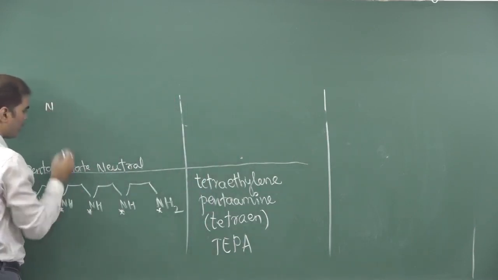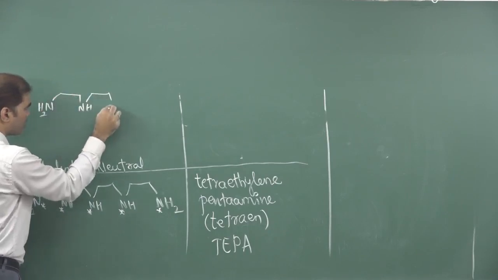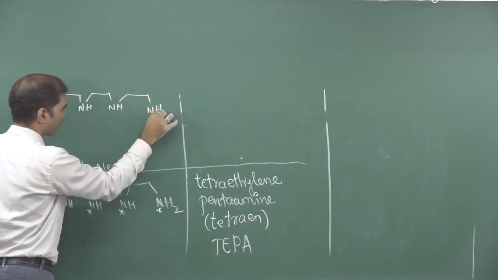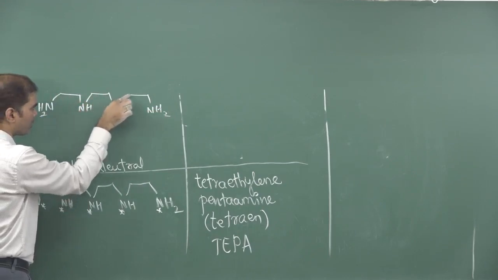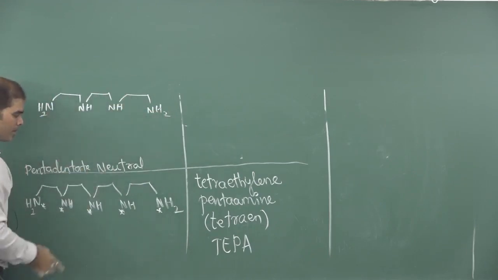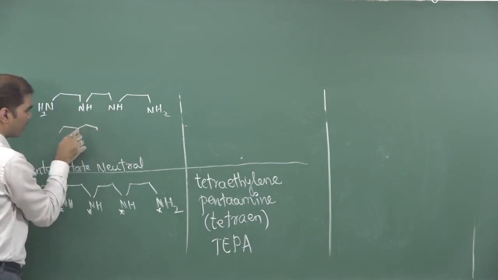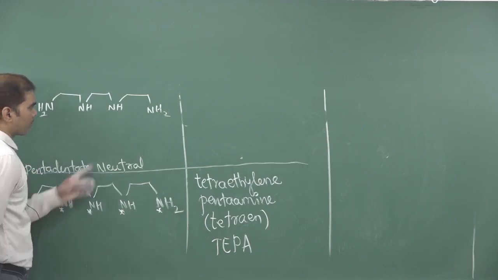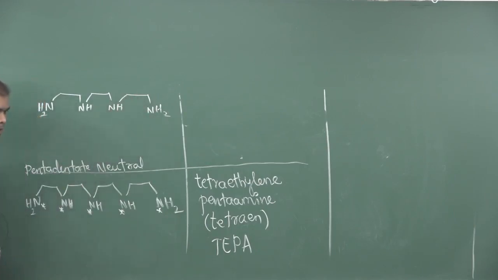Previously for triethylene, please make a correction. I think I have drawn it from here. Please make a correction. It is from the nitrogen. I have drawn it like this, please make a correction. From the nitrogen should come the ethylene. Okay.